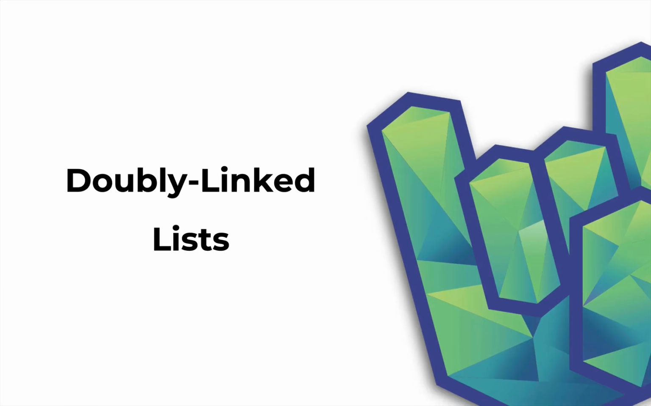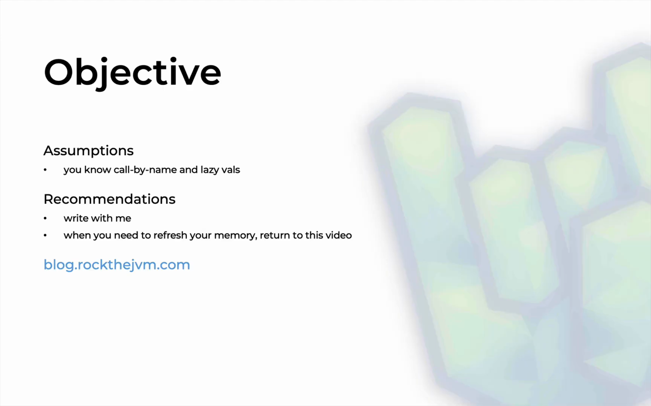I'm Daniel, and in this video I'm going to demonstrate a technique for implementing data structures with forward declarations using call by name and lazy values. And the example that I'm going to use here is a doubly-linked list in Scala. Now, this video will assume that you know call by name and lazy values. I have a bunch of videos here on the Rock the JVM channel that will address both.